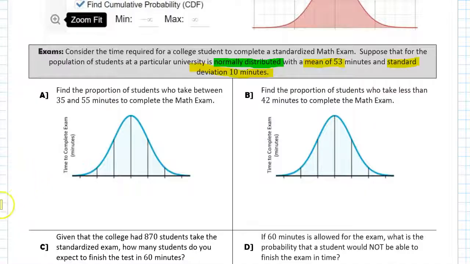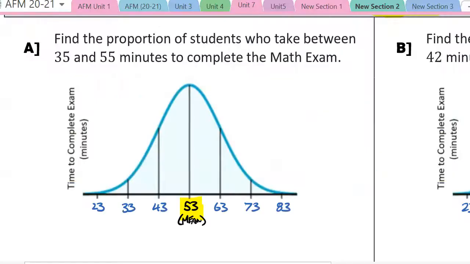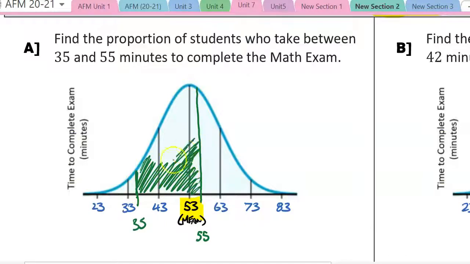math exam. So like all problems, we're going to go ahead and put our mean on and then go ahead and walk out our standard deviations to give us this particular bell curve, this normal distribution. And we want to find between 35, which shows up right here, and 55, which is right about there. And as you note, looking at this area, it falls not on the standard deviations, and we need to go ahead and use technology because our old empirical rule does not work.